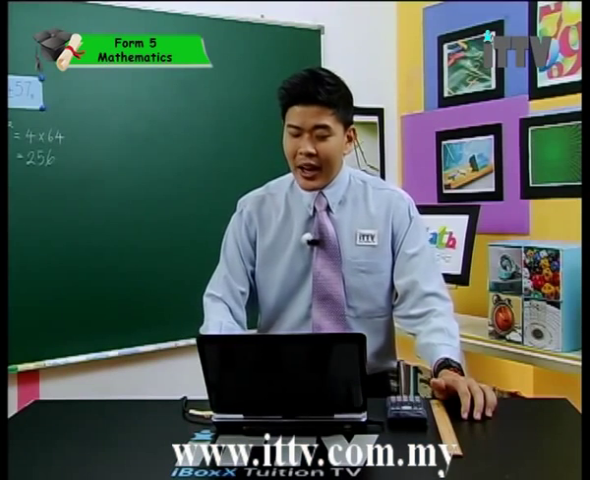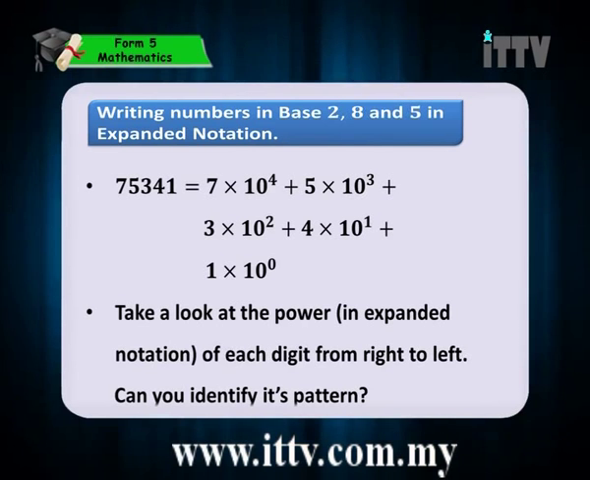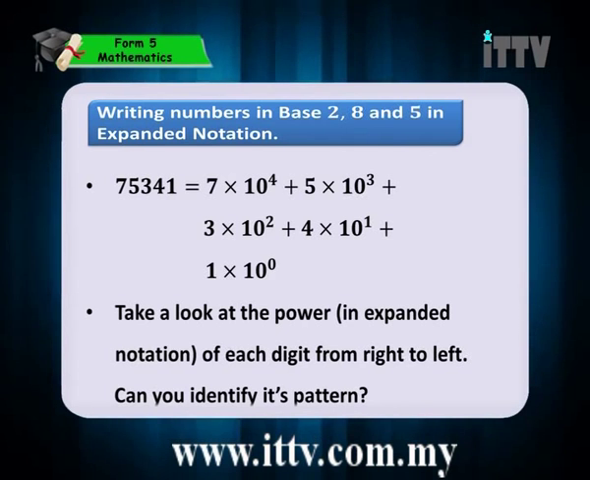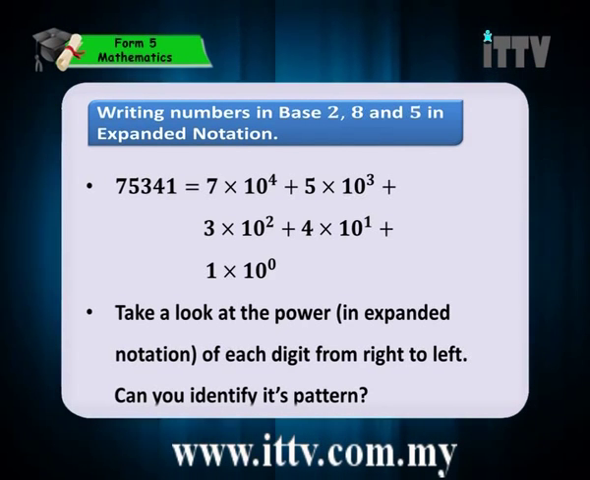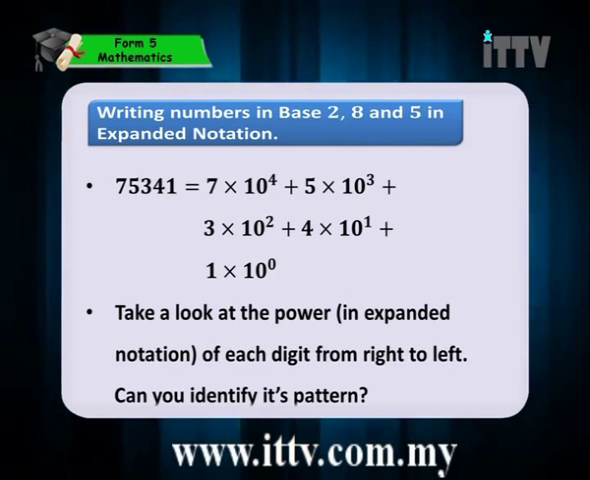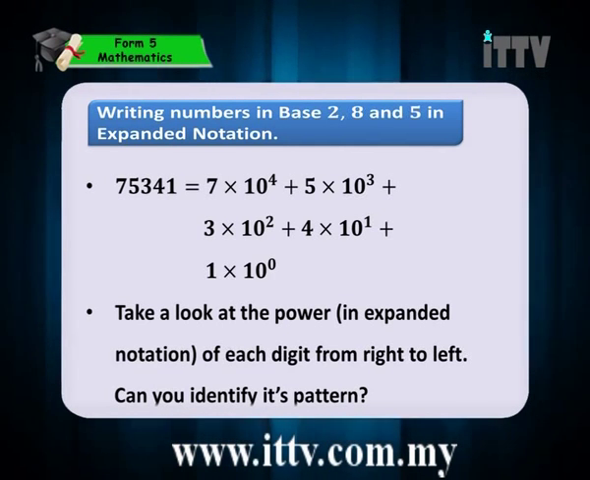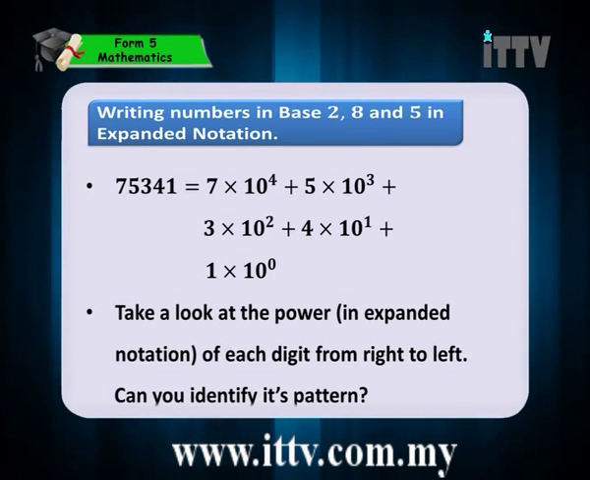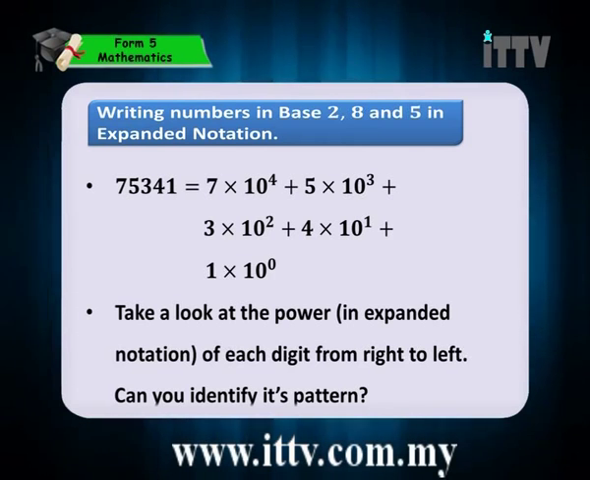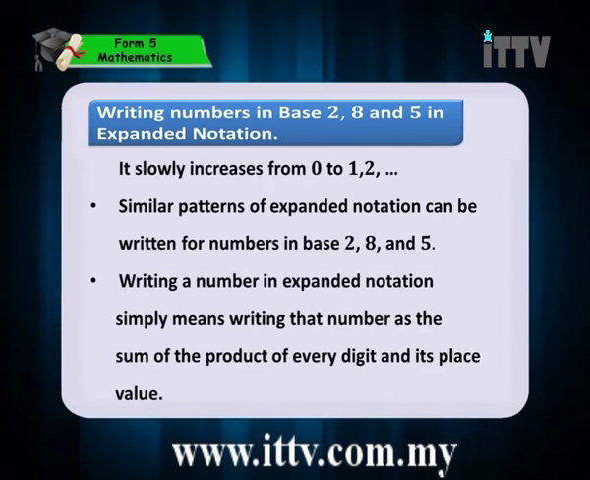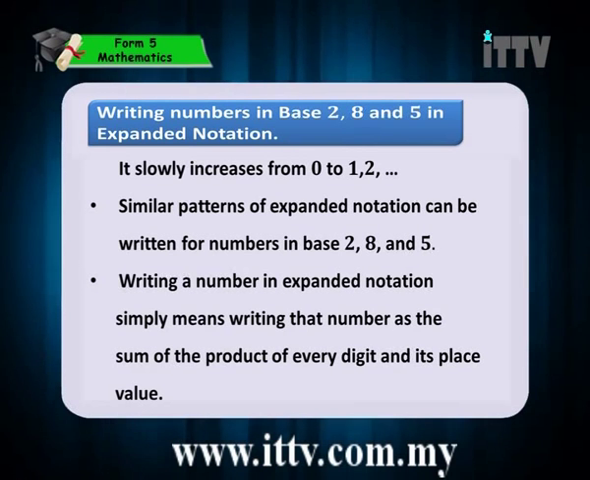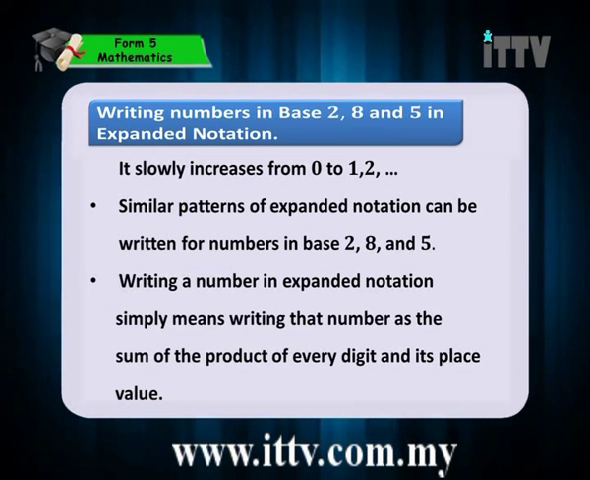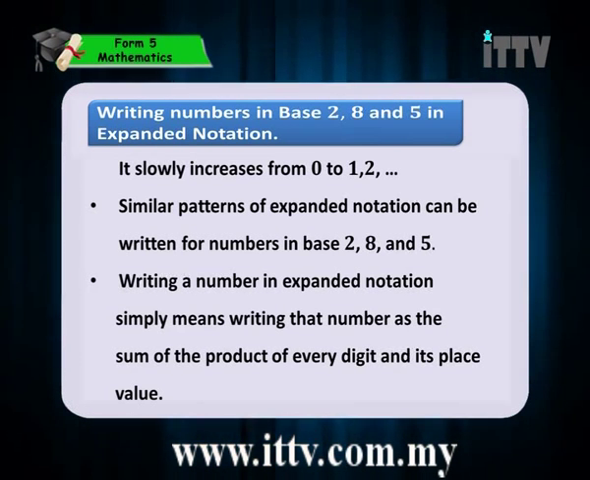Now in a higher level, we write the same number as 7 multiplied by 10 to the power of 4, plus 5 multiplied by 10 to the power of 3, plus 3 multiplied by 10 to the power of 2, plus 4 multiplied by 10 to the power of 1, plus 1 multiplied by 10 to the power of 0. Take a look at the power in expanded notation of each digit from right to left. Can you identify its pattern? It slowly increases from 0 to 1, 2, and so on. Similar patterns of expanded notation can be written for numbers in base 2, 8, and 5.